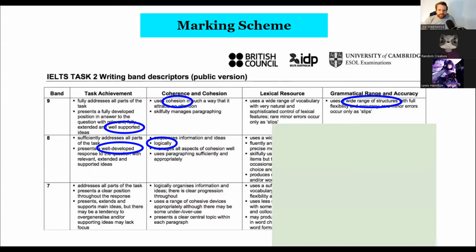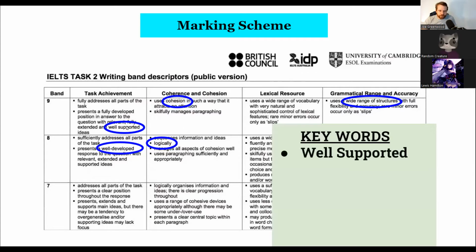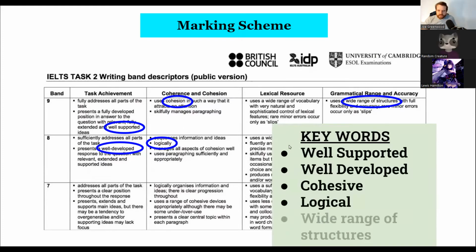Okay, here is the marking scheme. Oh, the boring thing. But this is very important because that's how they mark it. So you have to make sure you meet all these requirements. And you can see these words, look: well supported, well developed, cohesive, logical, and you need to use a wide range of structures. So all of these things are important.